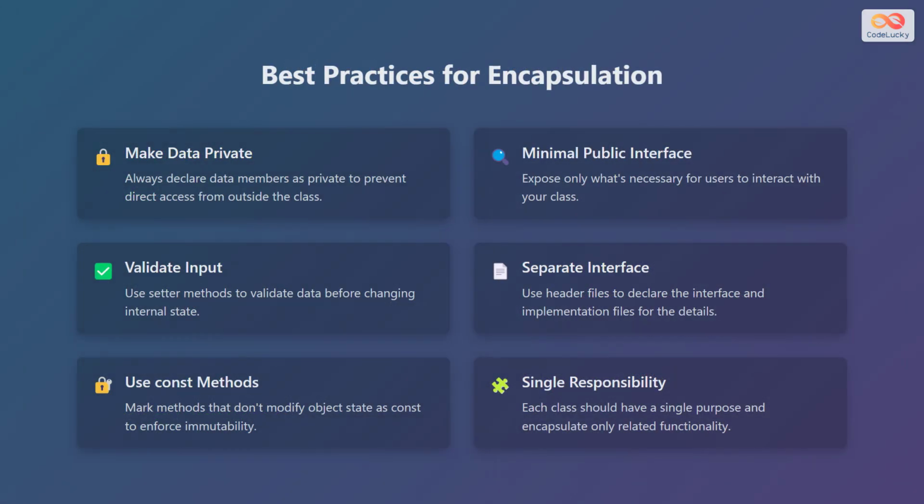Here are some best practices to keep in mind when implementing encapsulation in C++. Always declare data members as private to prevent direct access from outside the class. Expose only what's necessary for users to interact with your class through the public interface. Use setter methods to validate data before changing internal state, ensuring data integrity. Use header files to declare the interface and implementation files for the details of the class. Mark methods that do not modify object state as const to enforce immutability. Each class should have a single purpose and encapsulate only related functionality, promoting modularity and maintainability.